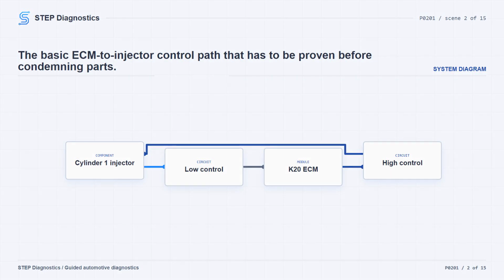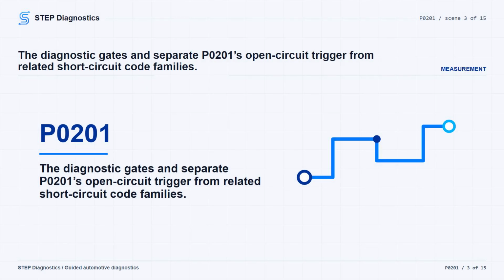Work the circuit in order. Start with the basic system checks, then follow a structured diagnostic approach before getting into pinpoint testing. For this fault, the ECM supplies voltage on the injector high control side and turns the injector on by grounding the low control side. If the ECM detects the injector control circuit is open for greater than 2 seconds, shorted to ground for greater than 2 seconds, or shorted to voltage for greater than 2 seconds, it can set P0201 and disable the affected injector.